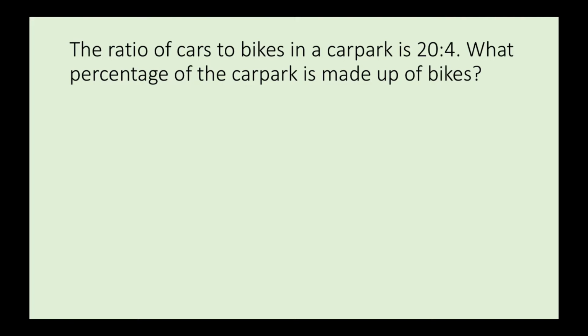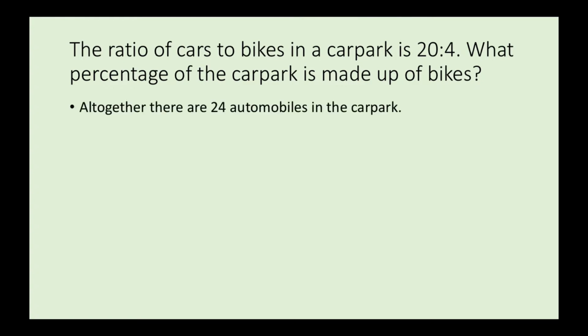The ratio of cars to bikes in a car park is 20 to 4. What percentage of the car park is made up of bikes? Now the first thing you need to remember is that it's written here, cars to bikes, which means there are 20 cars to 4 bikes, or something like that. It might not be that there are 20 cars and 4 bikes, but that is the ratio. There could be 100 cars and 20 bikes, because that's the same ratio that's been cancelled down to 20 to 4. Ratio will come up on another video.